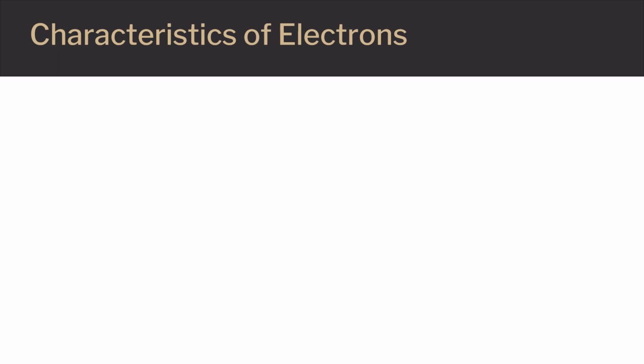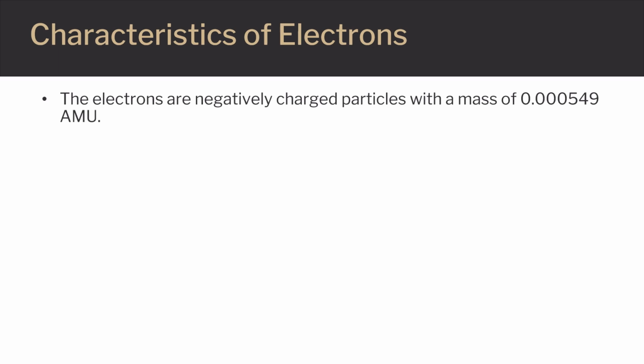The smallest unit in the composition of matter is the atom. The atom is composed of a nucleus at the center and one or more electrons orbiting around this nucleus. The nucleus consists of protons and neutrons, collectively called nucleons. The protons are positively charged particles with a mass of 1.00728 AMU, and the neutrons are electrically neutral particles with mass of 1.00867 AMU.